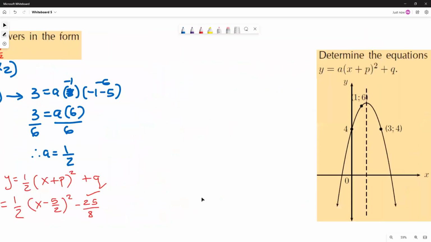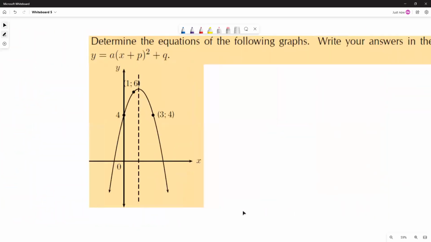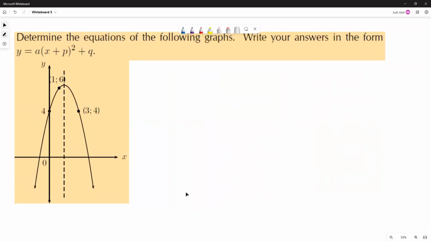Let's go to the last question. In this question, we are given neither the x-intercept nor the turning point. If that's the case, you have to use the basic form, ax squared plus bx plus c. You will always be given c. If they don't give you the turning point or the x-intercept, they will always give you c. And that is the first thing you start with.